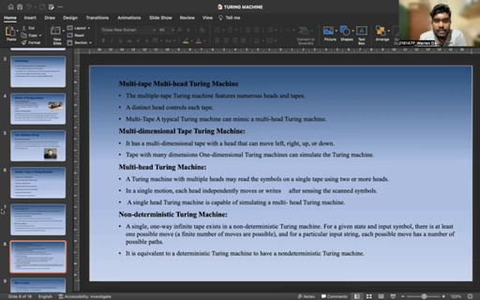Next one is the multi-dimensional tape Turing machine. It has a multi-dimensional tape with the head. We can move left, right, up or down. And also, with a tape of many dimensions, a one-dimensional Turing machine can simulate the Turing machine.